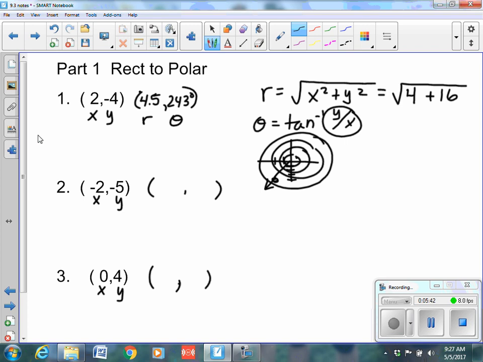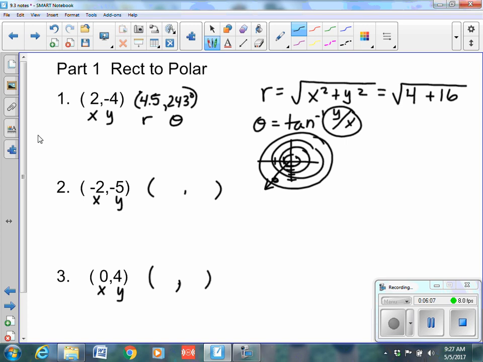I want you to do this now. I want you to do tangent inverse using the -4/2 and see what happens. What happens if it's a -4/2? So you get a -63. That's still not even the answer, right? You need to graph it to know which quadrant you're in.